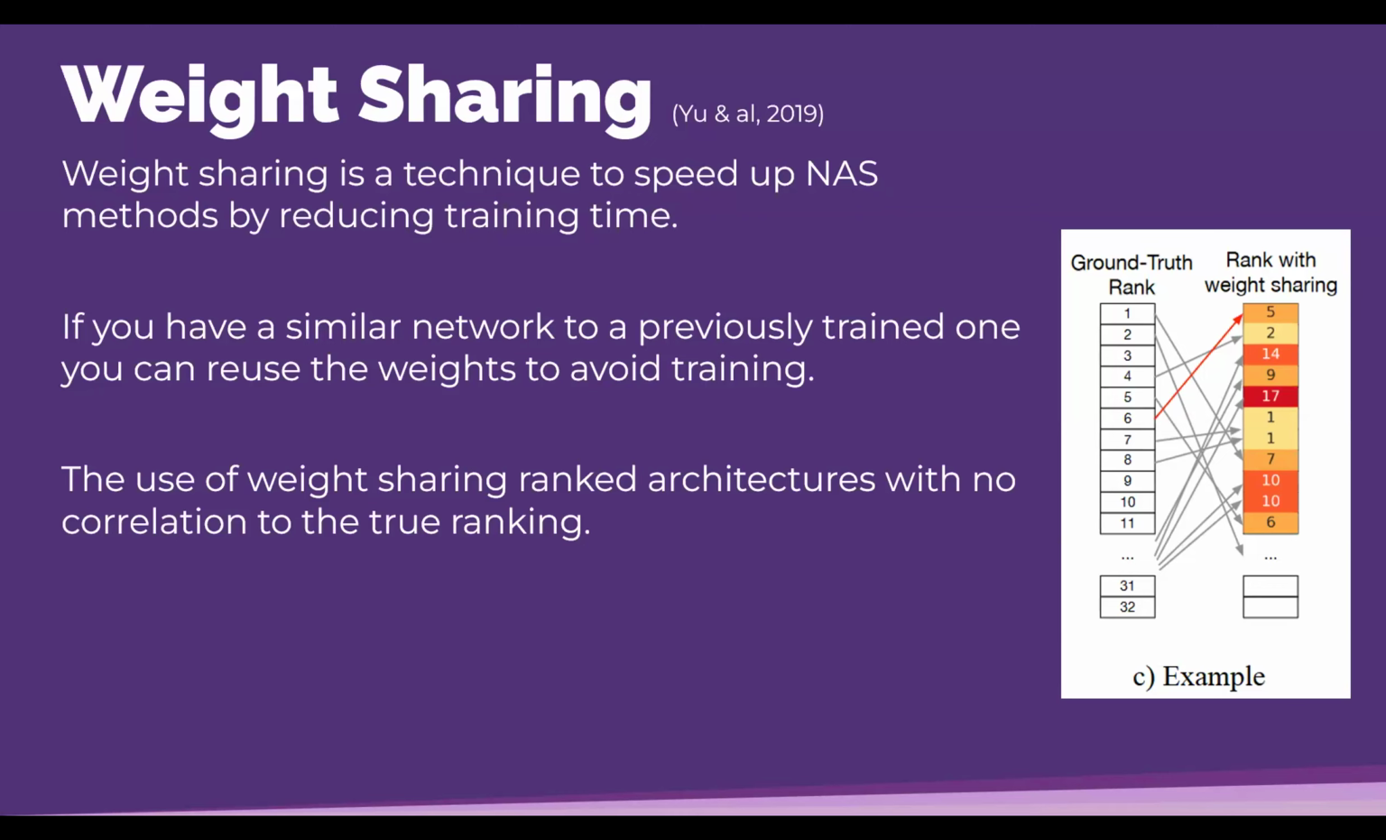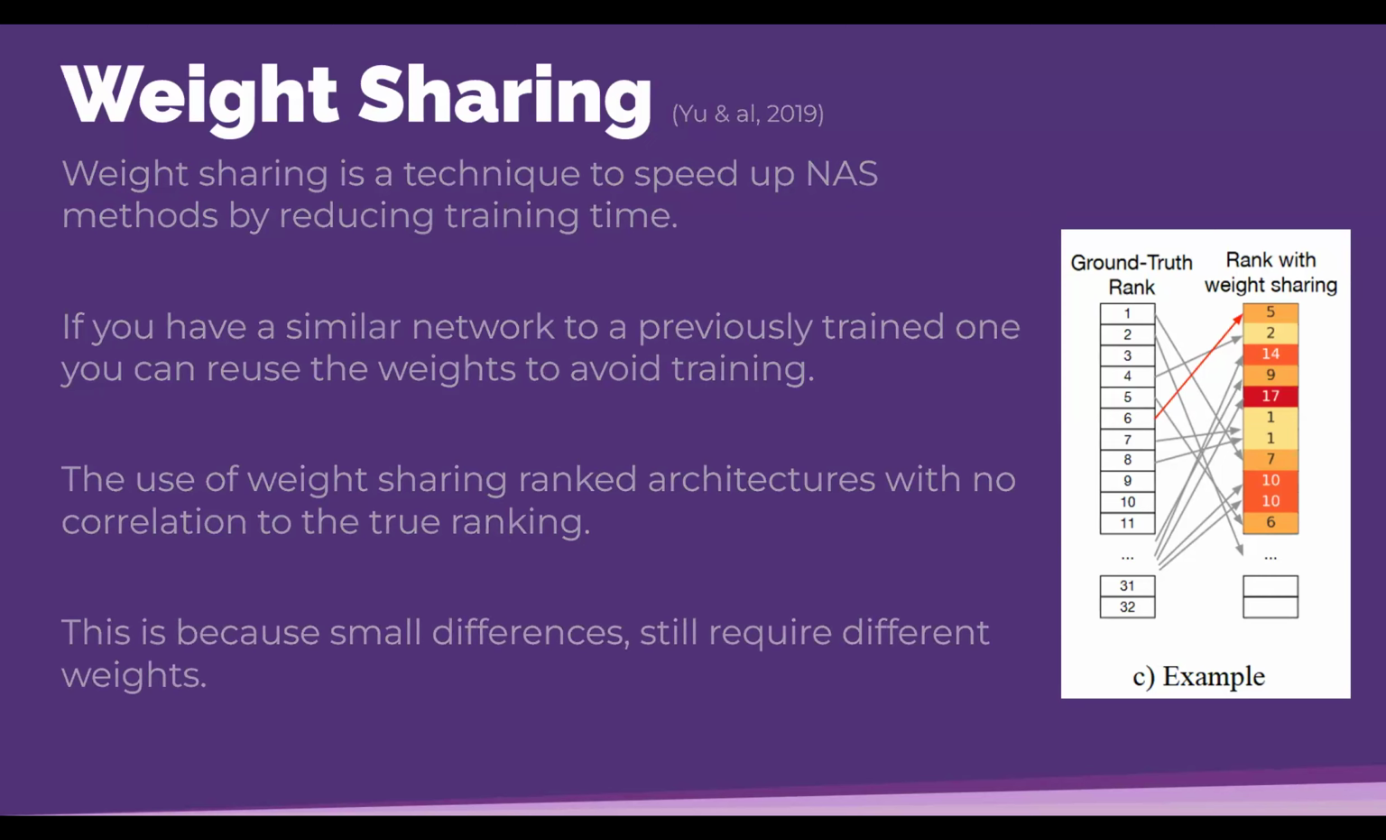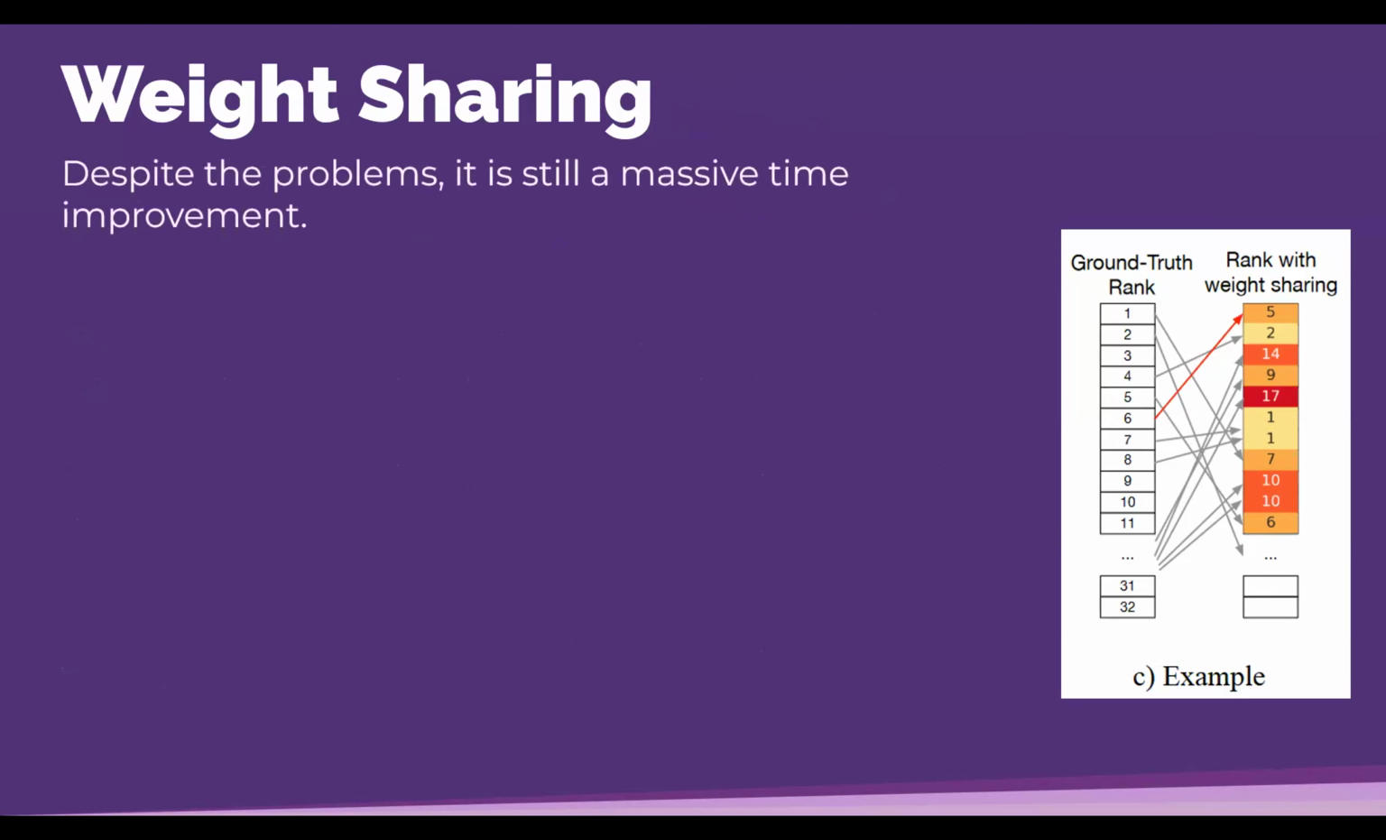In fact, they found that the more weight sharing you had, the more disparity there was. This is because small differences still require different weights. It is a very helpful idea to reduce time, but it does affect the actual results. But despite its problems, it's still a massive time improvement, so I have seen some methods that still use it. We don't necessarily need the best architecture in every case. We can need a good architecture. As long as it still finds a good one, it's still a usable method.